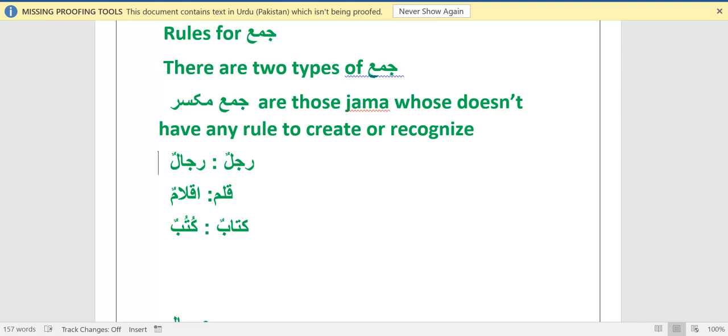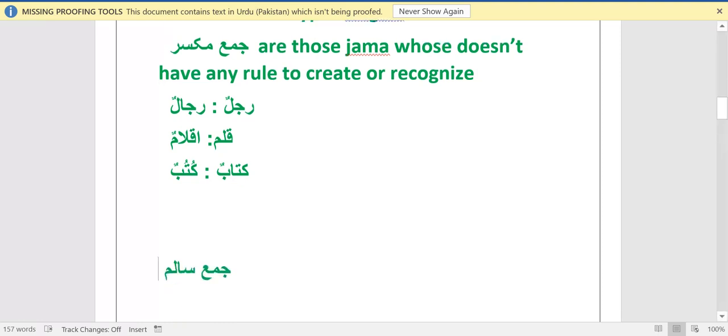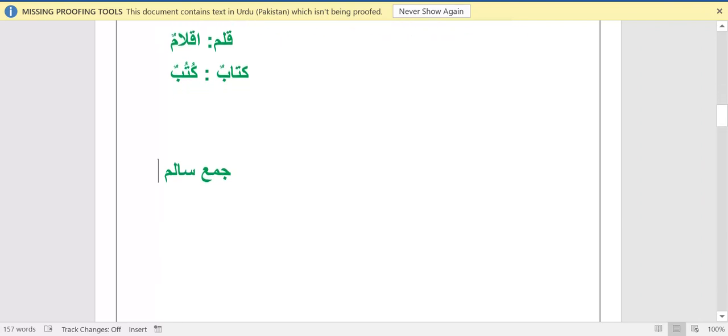So jama are of two types. One is jama mukassar, which does not have any rule; we have to memorize it by heart. And another one is jama salim. Jama salim does have some rule.